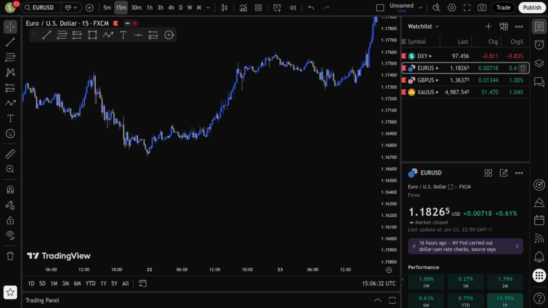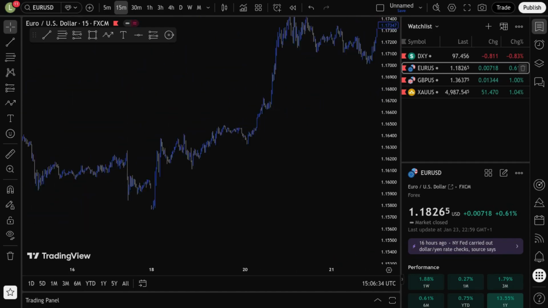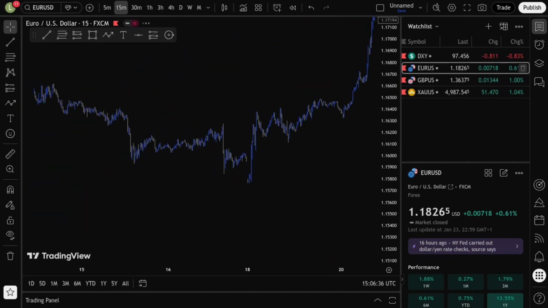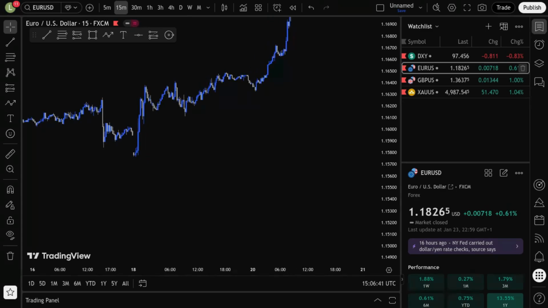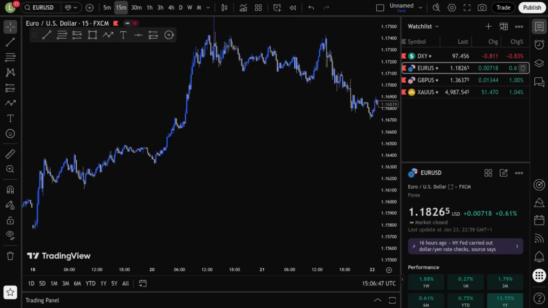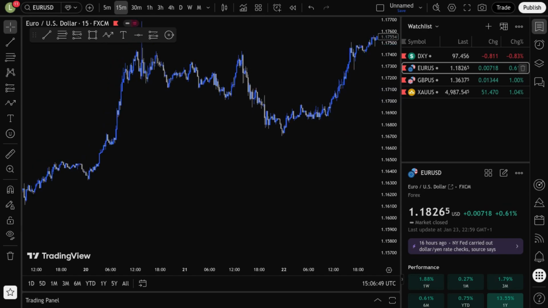In the smaller time frame, you need to view the overall market structure. In this case, the overall market structure is what? Bullish. As you can see, this gap was created during the weekend, and then the market came to fill it. So the overall market structure here is bullish.